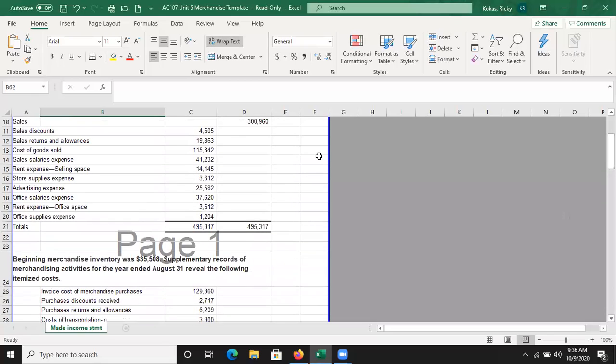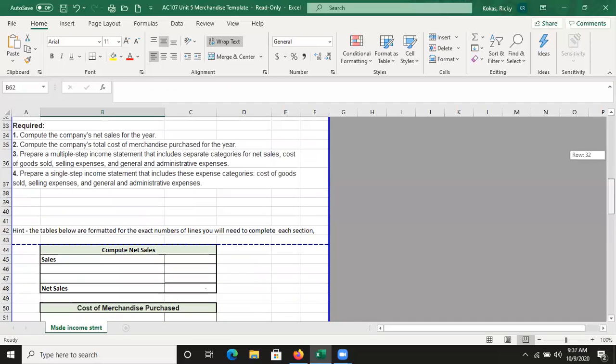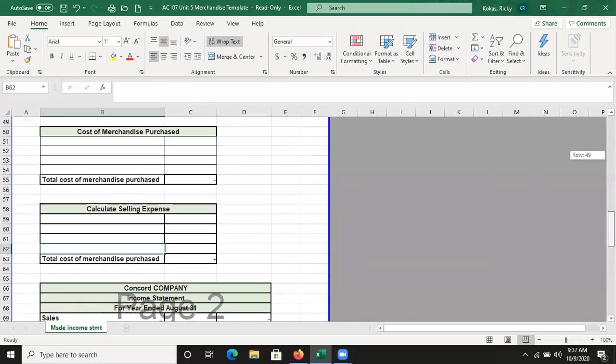Now if you look up here, you'll see there's rent expense, selling space. There's sales salary expense. There's advertising expense. You see there's office salary expense. Remember I said office workers don't count for the selling expense. Rent expense for the office space doesn't count. Office supplies don't count. So just keep these things in mind. Advertising expense is there. So you're calculating the selling expense.